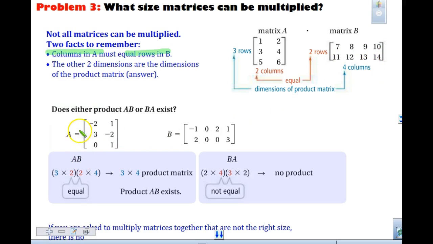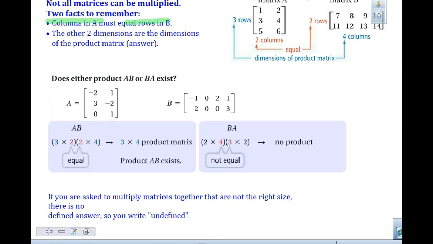So if I'm looking at this, and I have my columns to my rows, and we are looking at this one, it says AB is a 3 by 2 and a 2 by 4, so the product is going to be 3 by 4. This exists. If I take B times A, 2 by 4 by 3 by 2, not equal, no product.